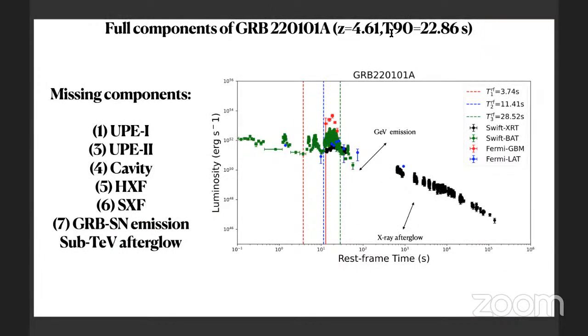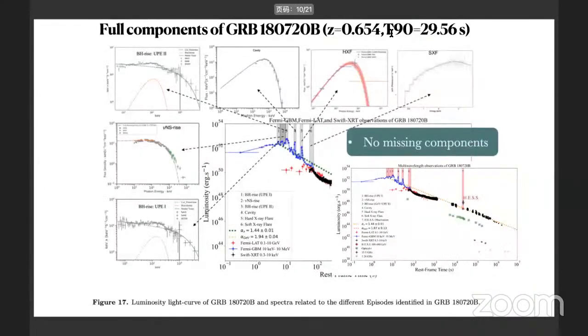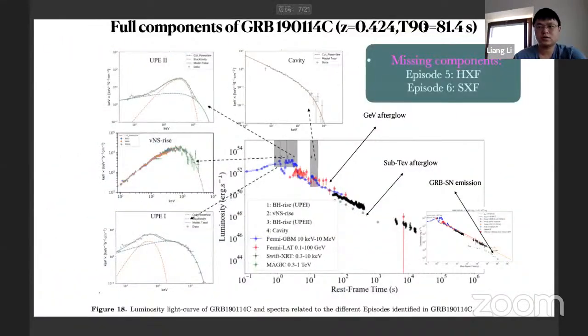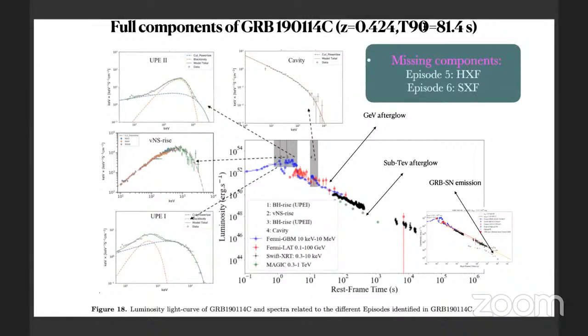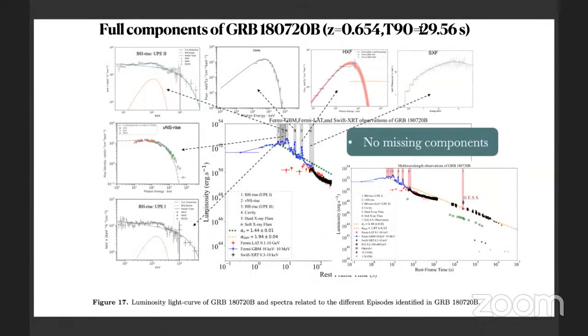Therefore, if you compare GRB 190114C, yes, 190114C is here. The T90 of 190114C is 81.4 seconds. Then if you go to the next one, 180720B, the T90 is 29.5 seconds, simply because that source is less intense than the previous one.